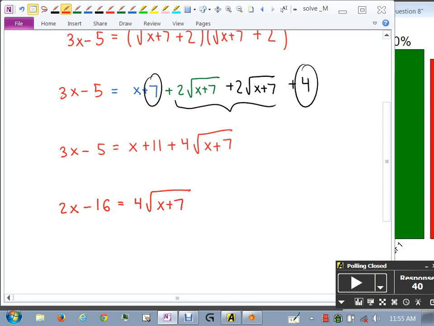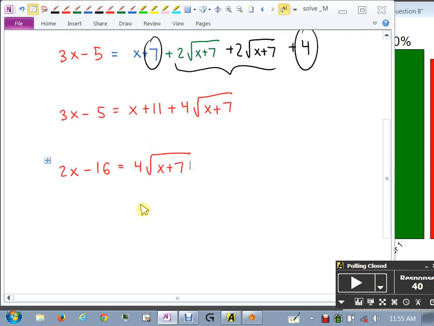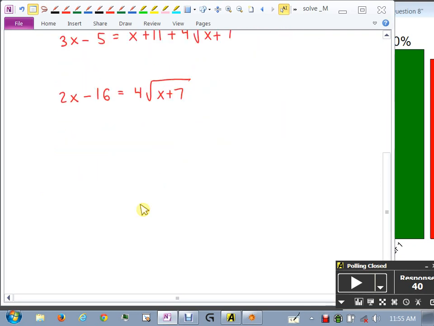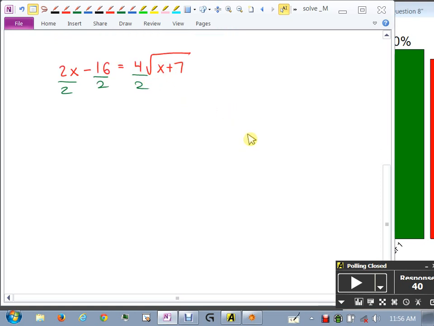And any ideas here? You could square both sides. Do you want to divide by 4 and create a fraction? Just keep the 4 here? Anyone have a suggestion of what we could do to clean it up a little bit? You could divide everything by 2. Notice that everything has a factor of 2 in it: 2x, 16, and 4. That would make it a little bit nicer when we do square it. I would recommend that step. Divide everything by 2. Remember, when you divide this over here by 2, you do not divide the inside of this by 2. Just the coefficient. So that would leave us with x minus 8 equals 2 root x plus 7.